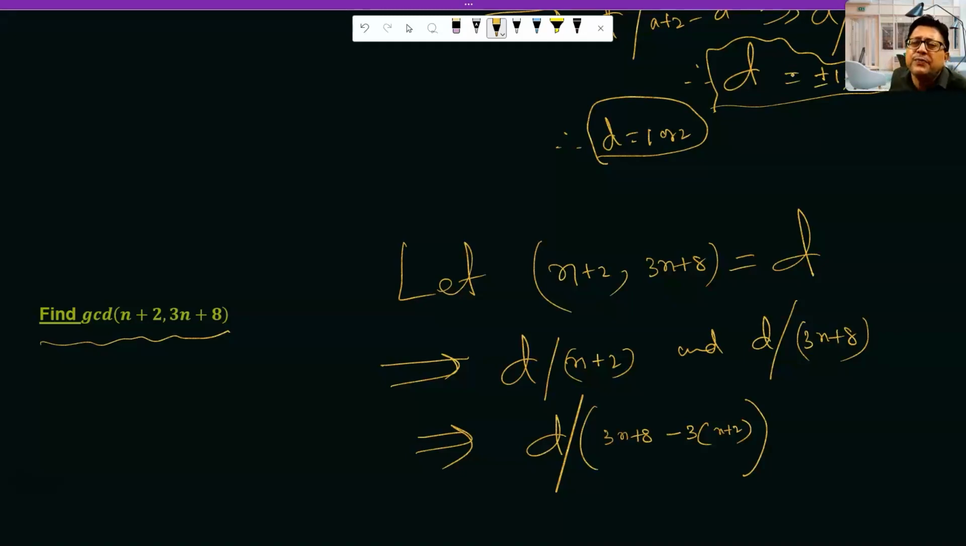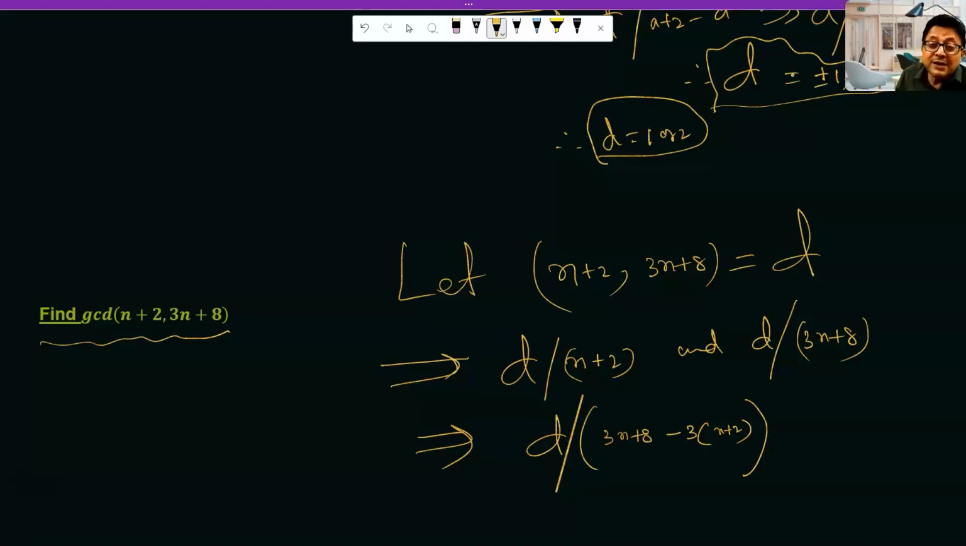If you take n equal to 5, 5 plus 2 is 7, 15 plus 8 is 23. There you can find the GCD. You take n equal to 37, then you find 39 and then 119. There also you can find the HCF.